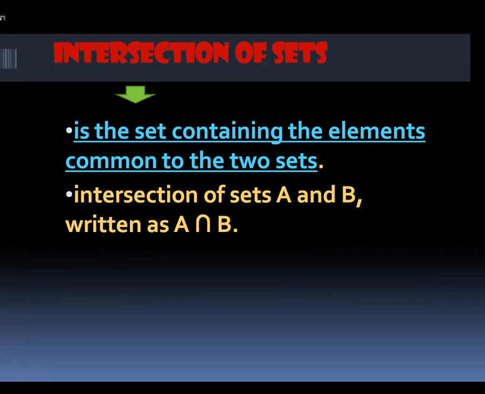Intersection of sets is the set containing the elements common to two sets. Okay, the elements common to two sets. Intersection of sets A and B is written as A intersection B. So this inverted U is the symbol that denotes intersection of sets.